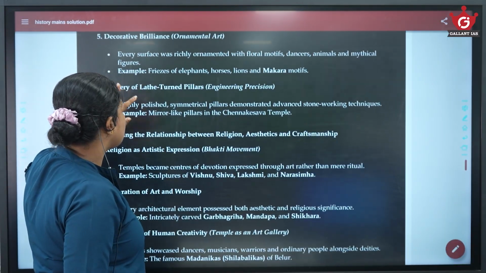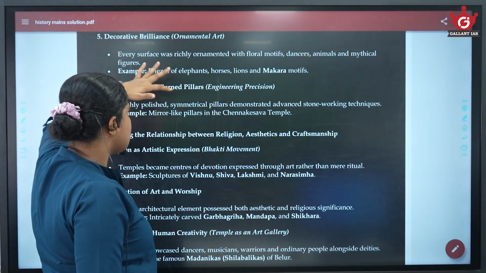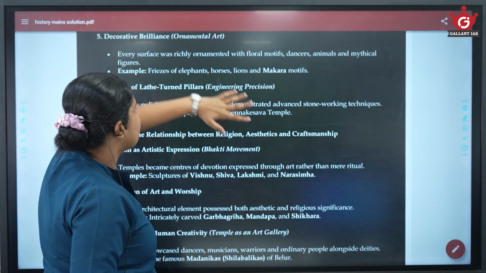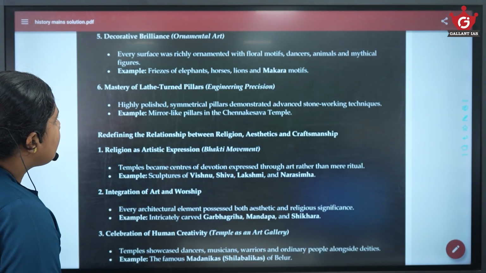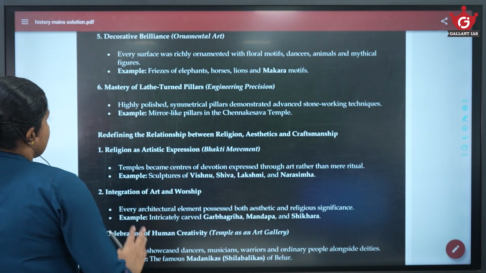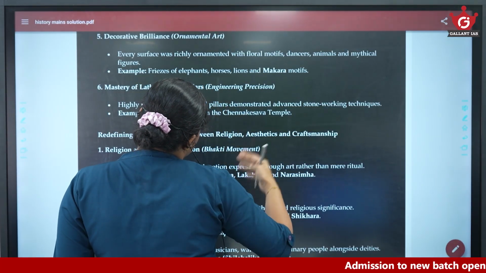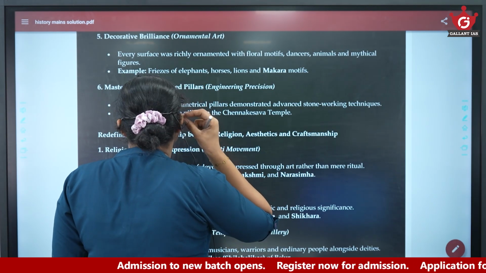Next, mention about the decorative brilliance. Okay, friezes of elephants, horses, lions, and Makara motifs. How it was very much ornamented to this kind of buildings. Next is the mastery of lathe turned pillars. Okay, that is the engineering precision, like mirror-like pillars in the Chennakesava temple, then symmetrical pillars, highly polished advanced stoneworks, how they managed, you can mention.